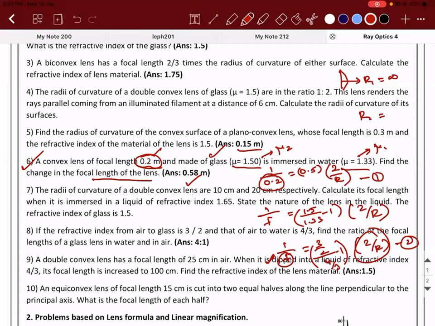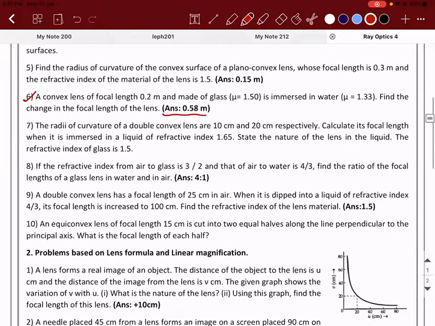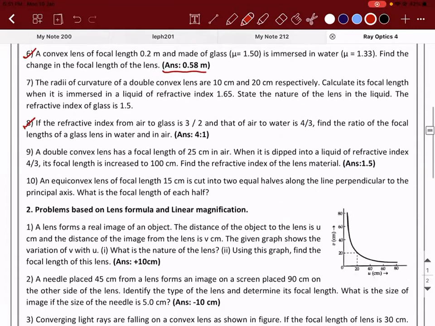So check this and tell me if the answer is matching. Okay. Eighth one. Nicholas, is the answer matching? I think I did some calculation mistake, sir. See, very simple. Okay.